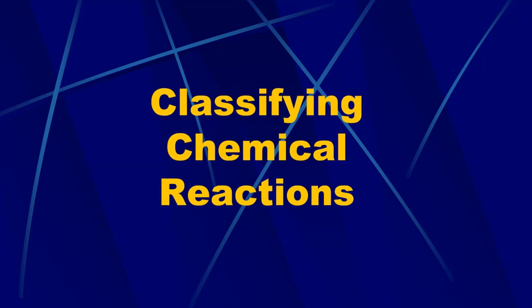In this lesson, we're going to learn how to classify chemical reactions. Now, you might recall that in an earlier lesson, we learned that there are two parts of every chemical equation. We have the reactants, which are the ingredients or the substances that exist before the reaction. The reactants are always written on the left side of the arrow. And then on the right side of the arrow, we have the products.